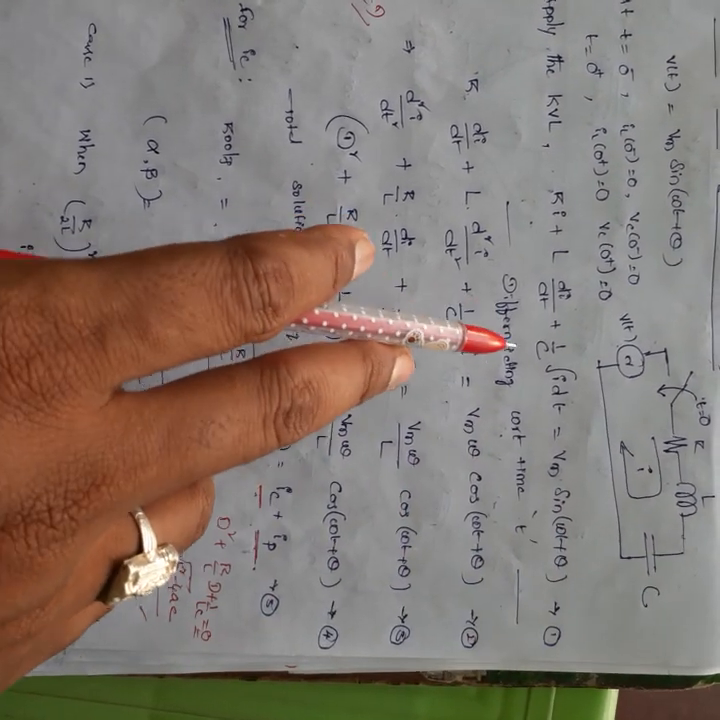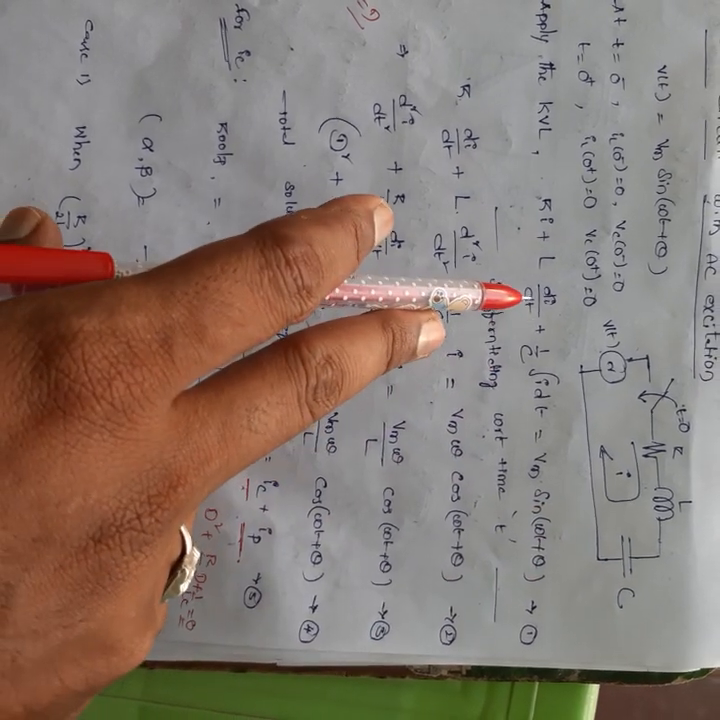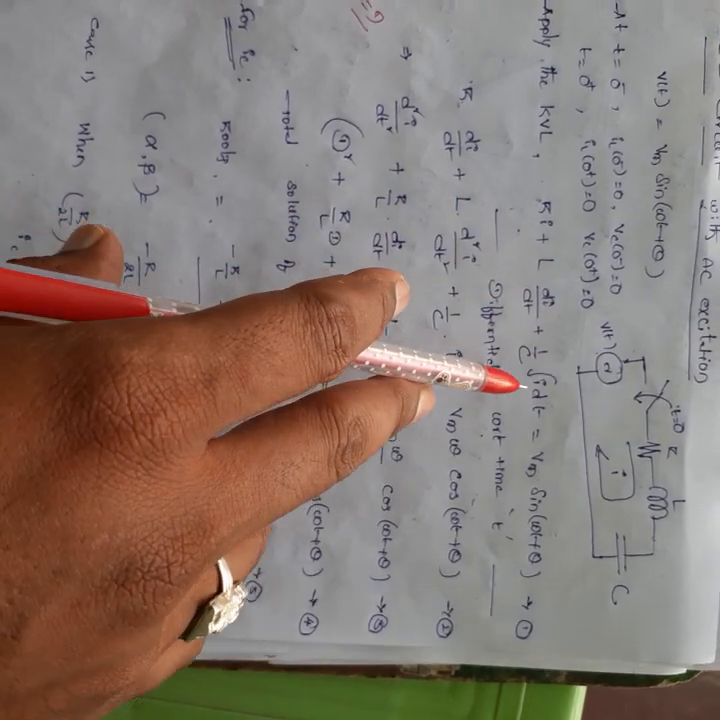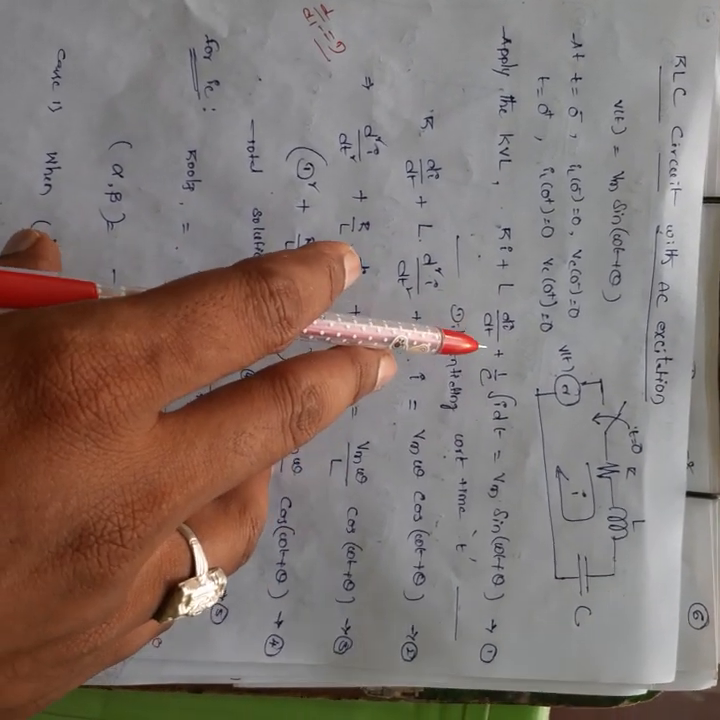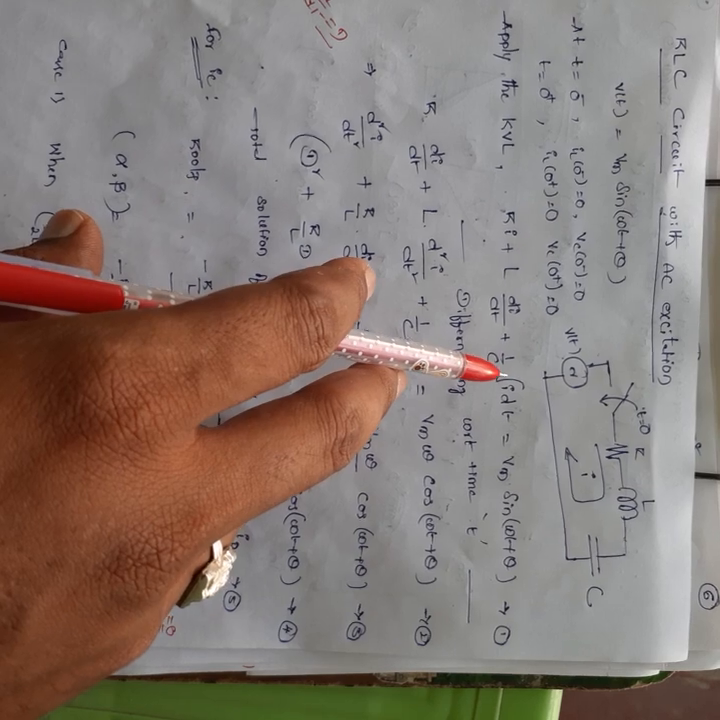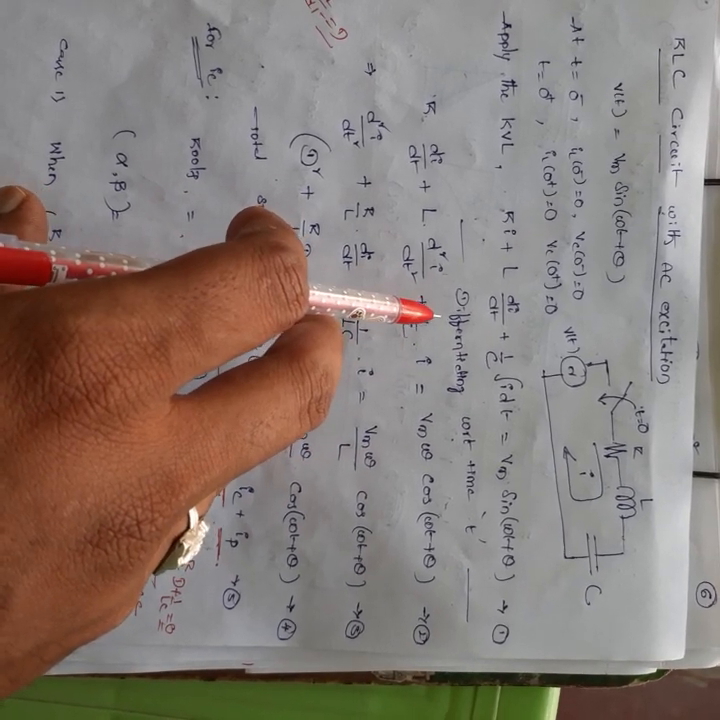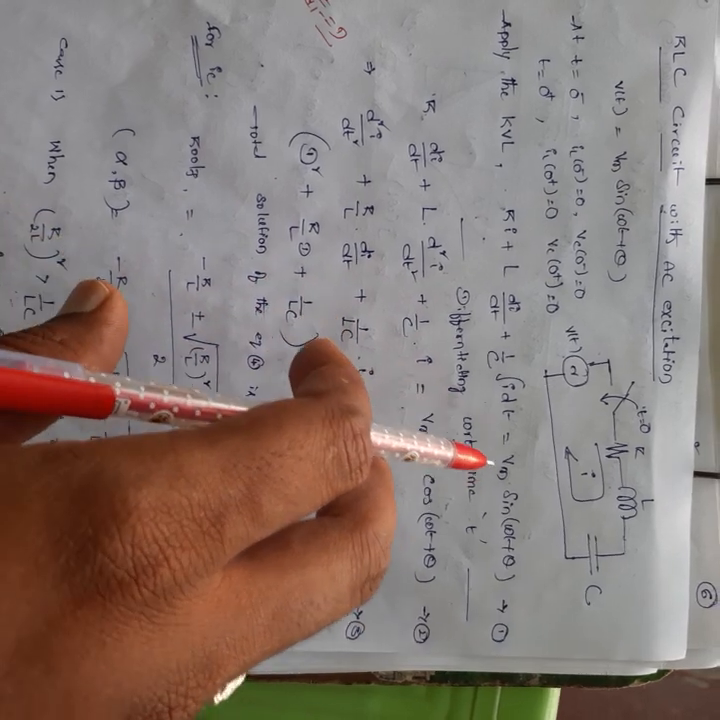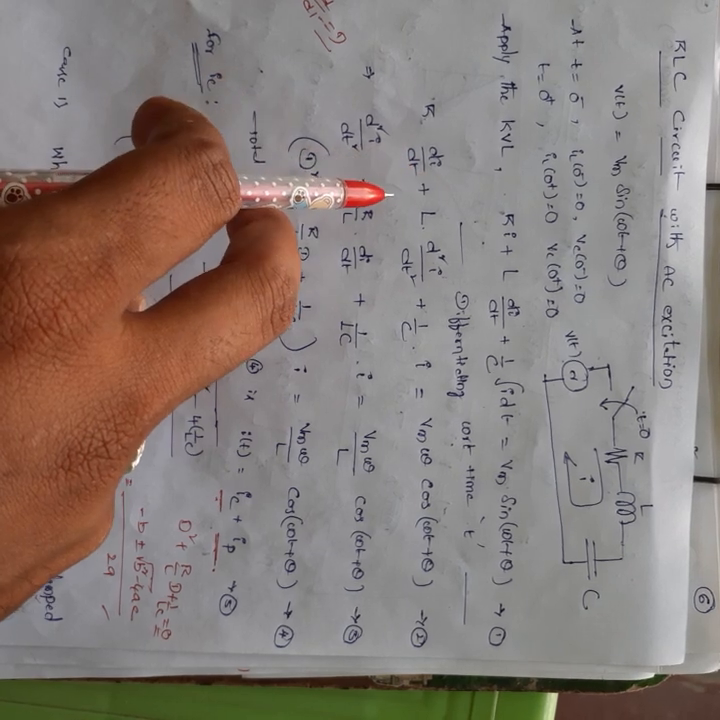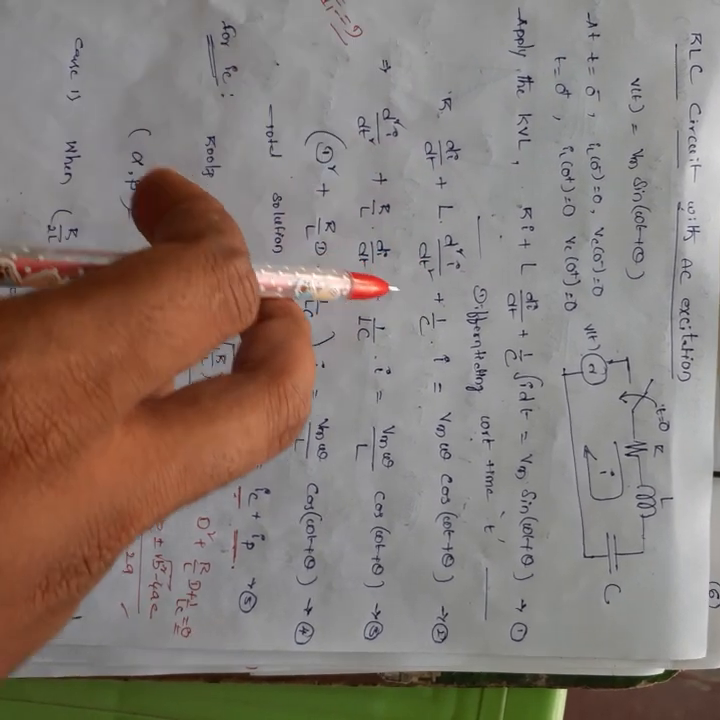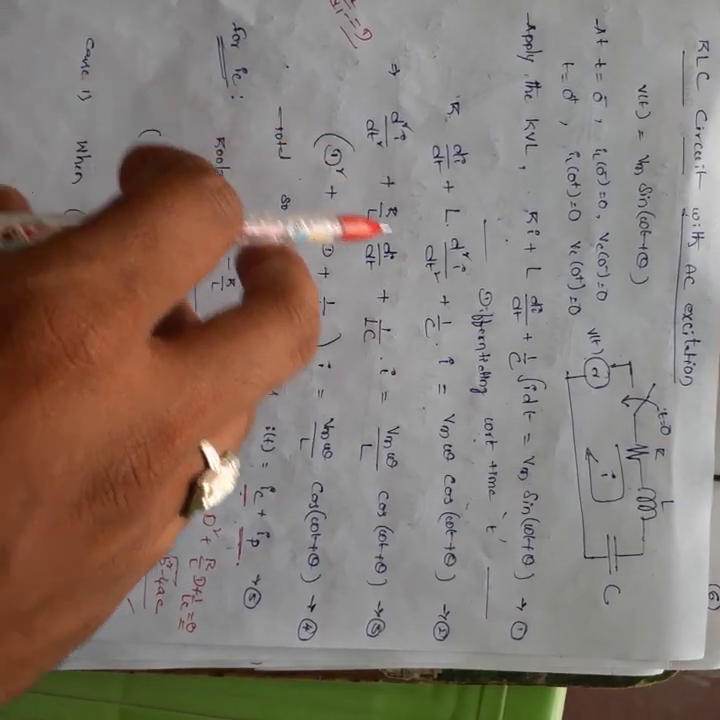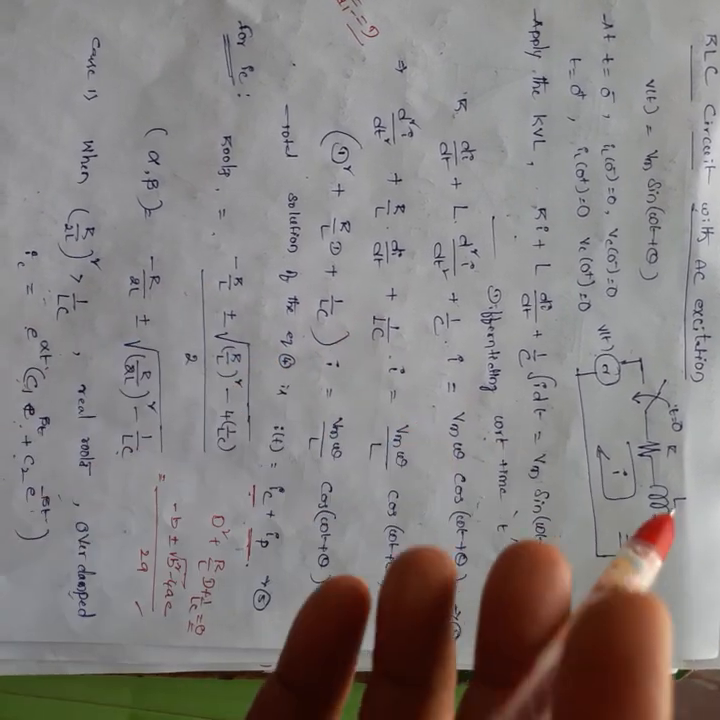Here we have two energy storage elements, so we get an integro-differential equation. For analysis, we can convert this equation into differential form by minimizing the integral. We differentiate with respect to time on both sides, so we get R di/dt plus L d square i/dt square plus 1/C into i equals Vm omega cos(omega t plus theta). When sin theta is differentiated, we get cos theta.